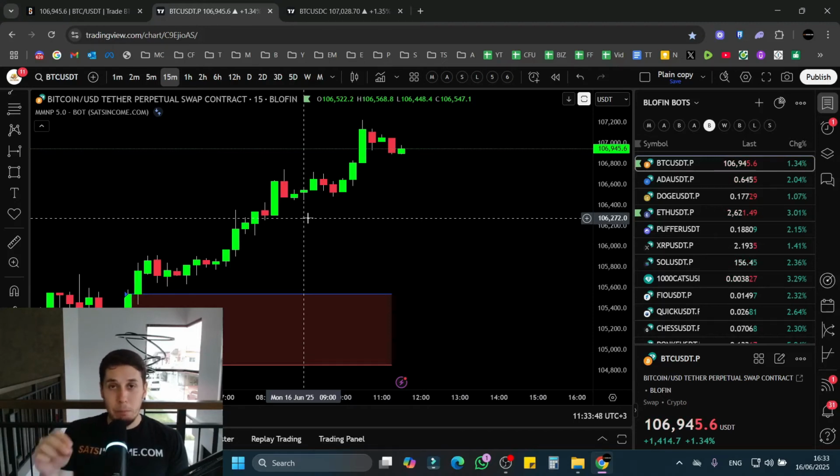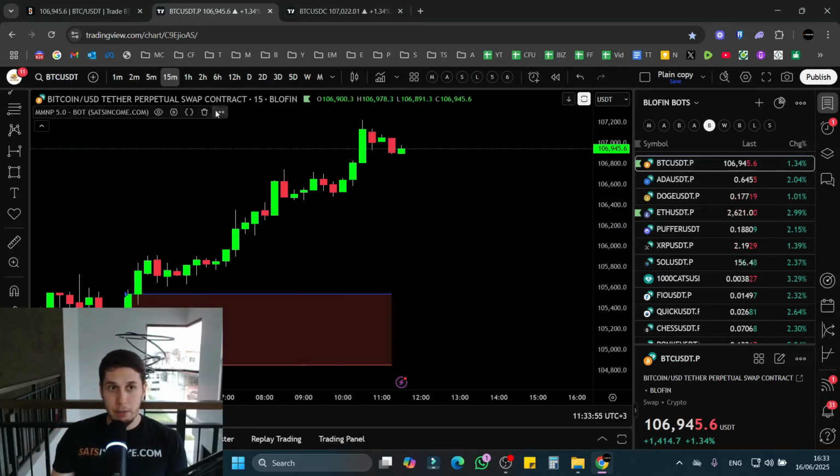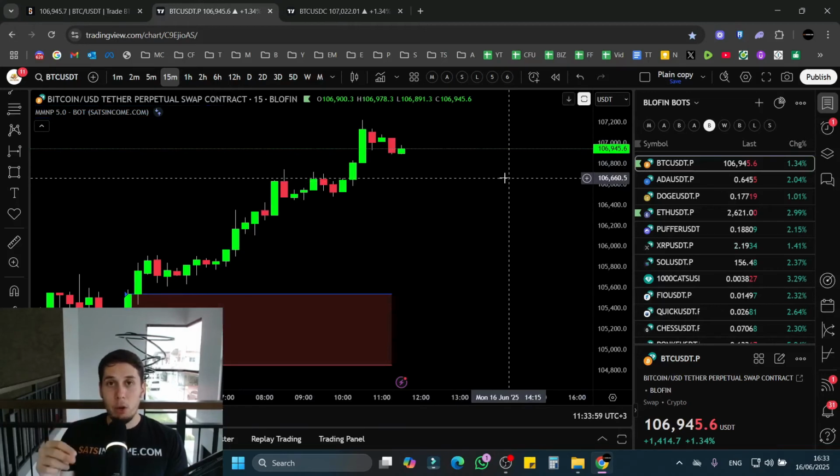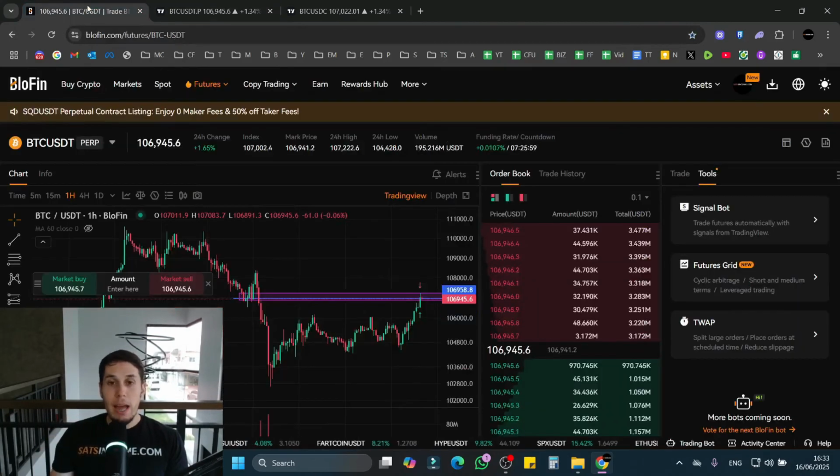real time, and the connection between the bot and the indicator is done via alerts on TradingView. This one right here, so you add an alert, you connect the bot, and the bot gets the signals from the indicator and executes them. Right, so let me show you how this works.